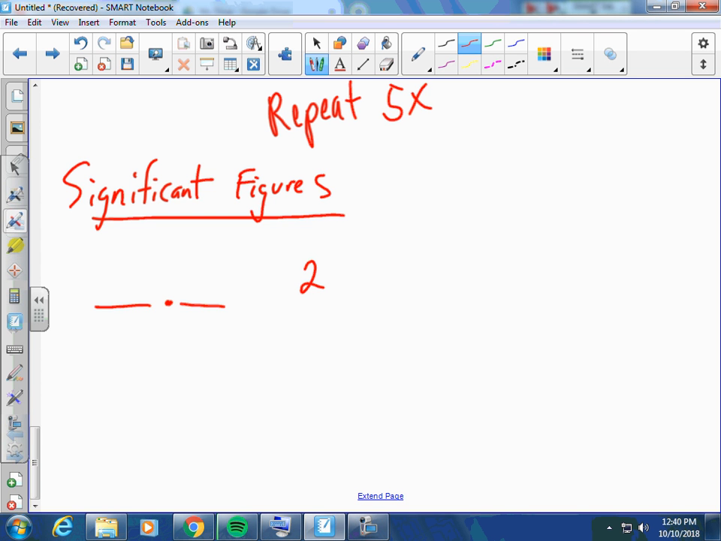Okay, it's that easy. On the second one we did, we could see the ones. We could see the tenths also. And then we estimated the hundredths. So how many are there? 3. All right? And then in terms of what significant figures actually are, if you were reading a measurement, here's how you do it.